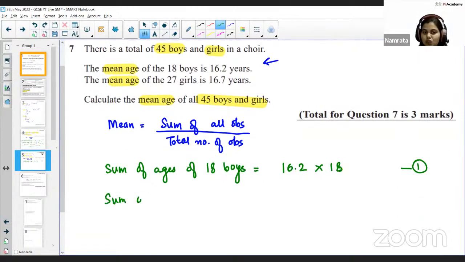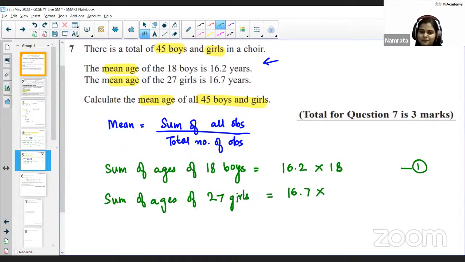Now the sum of ages of 27 girls. So that would be 16.7 into how much? Yes, 27. Absolutely right. Okay. So now instead of directly calculating here the answers, we'll substitute them in order to calculate the mean age of all 45 boys and girls. Because when you add up 18 plus 27, that adds up to 45. So we'll be using this data in order to calculate our answer.